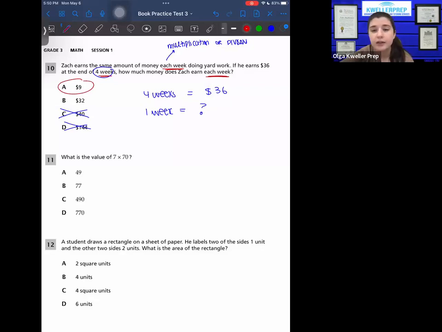And I want you guys to kind of get good at that kind of comfortability. Of course, if we want to prove it, all we do is 36 divided by 4, and we get to the right answer of 9.